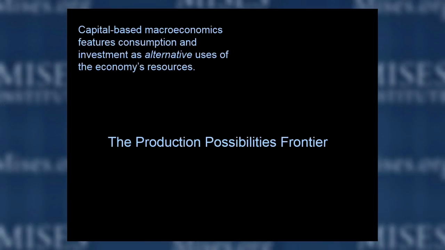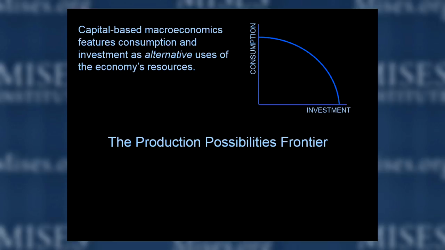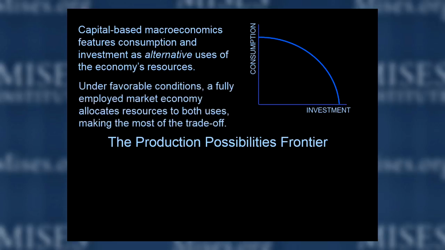Okay, so capital-based macro features consumption and investment as alternative uses of the economy's resources. And here what should strike you is that this is very different from the Keynesians, because Keynesians add them together, C plus I plus G. And here we're putting C and I on opposite levels, so consumption and investment. Under favorable conditions, a fully employed market economy allocates resources to both uses, making the most out of the trade-off. And when I say favorable conditions, I mean the market is allowed to work. Okay, so we're on the production possibilities frontier, shown like so.